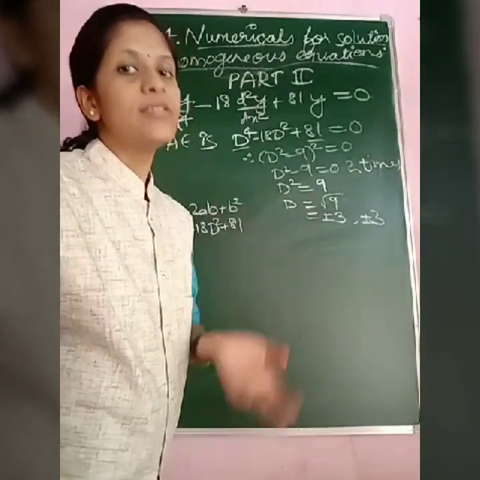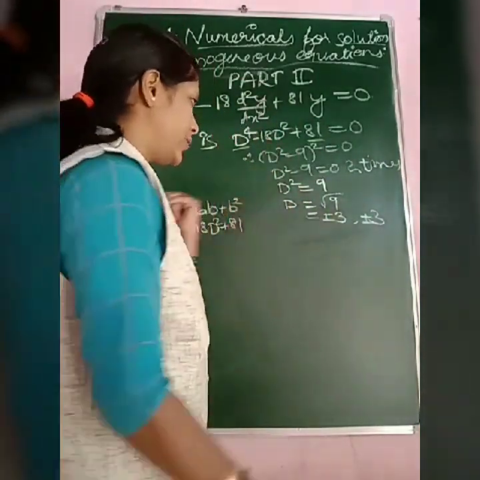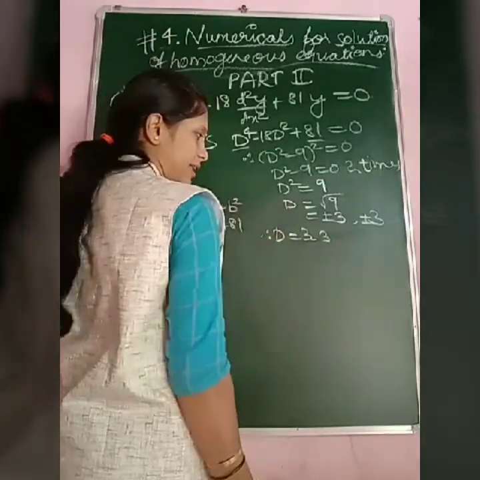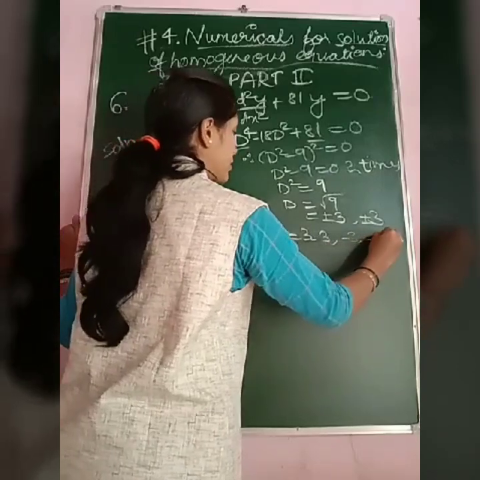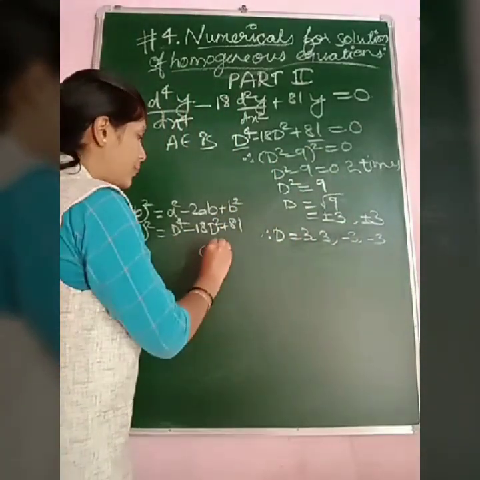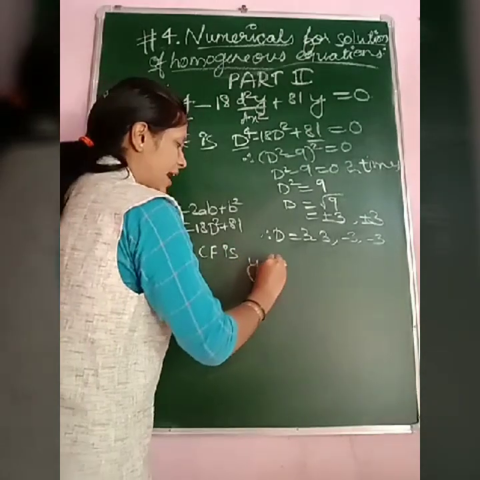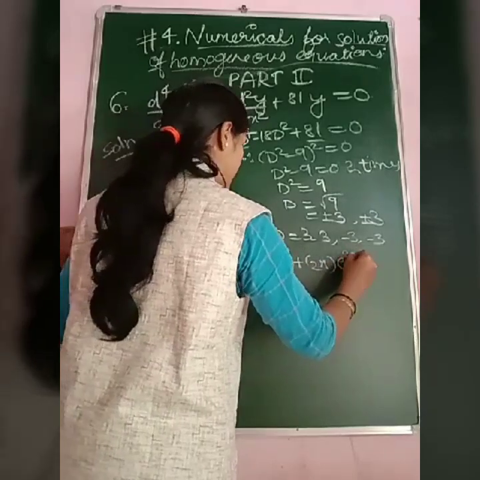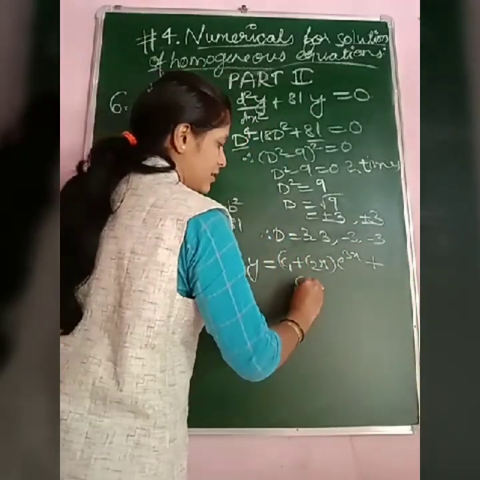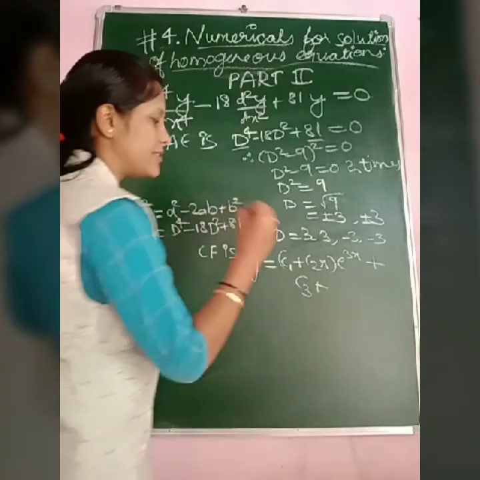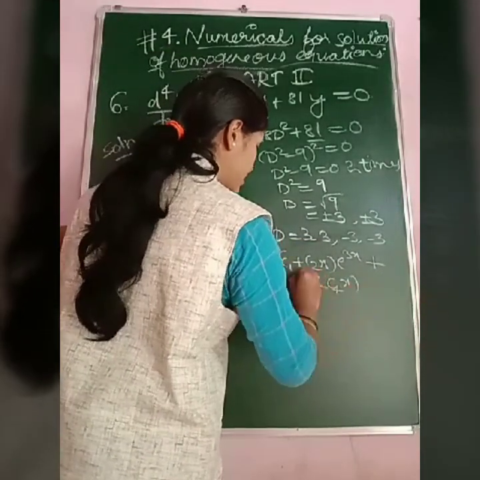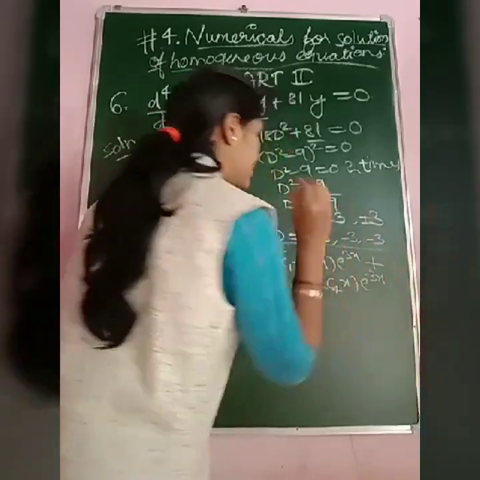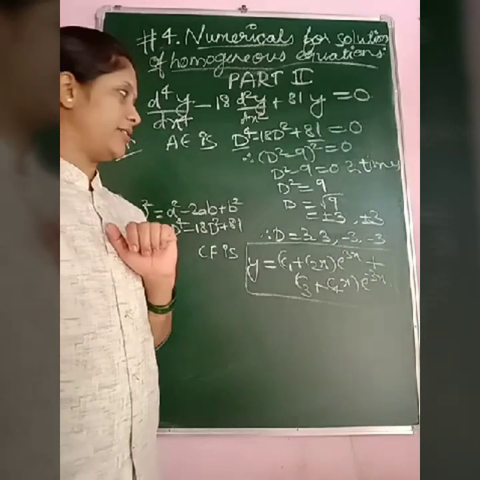Now what is the meaning of this? Plus 3 two times and minus 3 two times. Therefore I can write D equal to plus 3, 2 times, and minus 3, 2 times. So the complementary function is y equal to (c1 plus c2 x) e raised to 3x plus (c3 plus c4 x) e raised to minus 3x. So this is our solution.